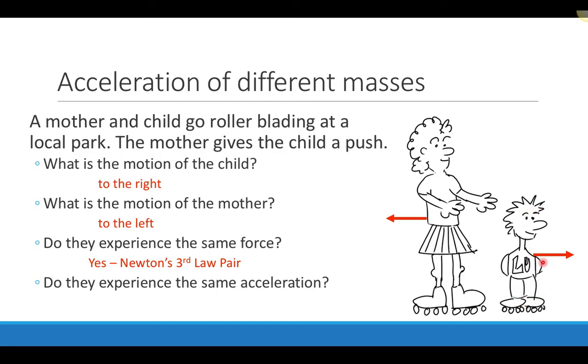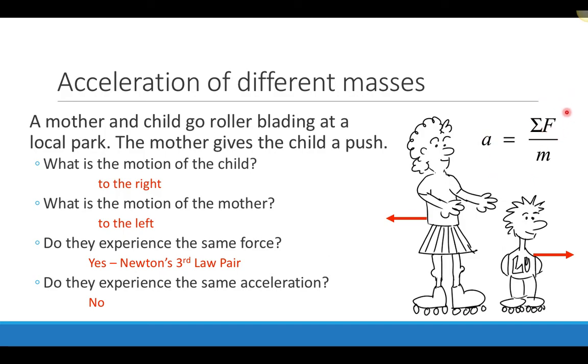So this could have just as easily been a crate, and if she pushed on the crate, causing the crate to move across the ice to the right, then the mother would move to the left because the crate would create a force back on her. Equal forces, opposite direction, acting on different objects. Are they going to experience the same acceleration? They experience the same force because of Newton's third law, but they will not experience the same acceleration.